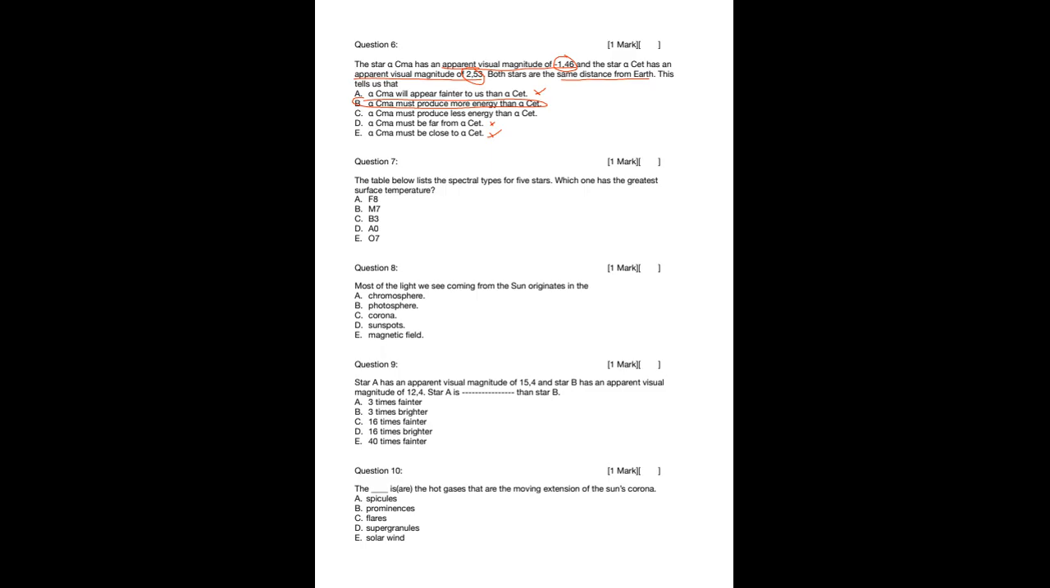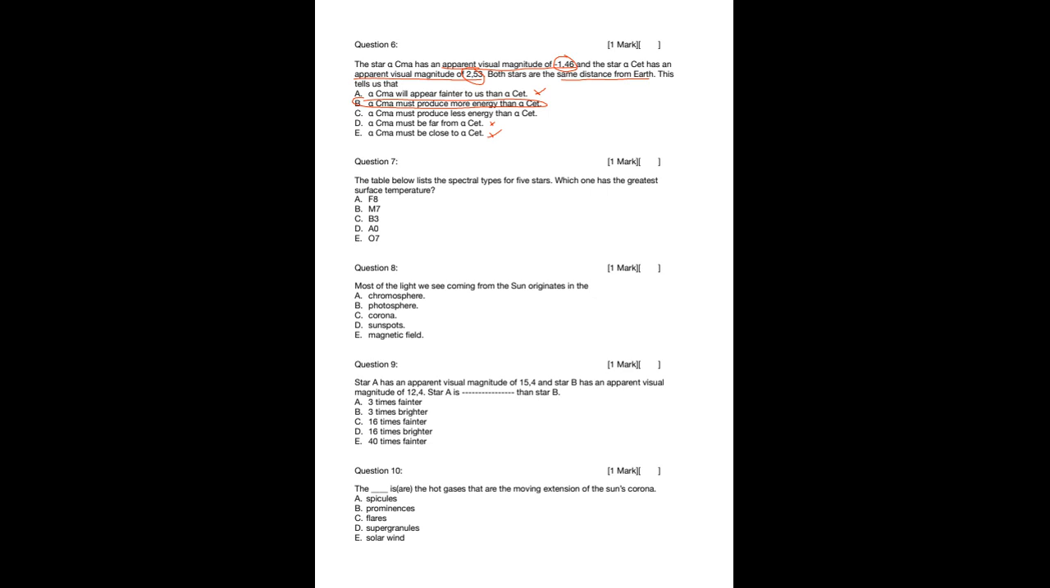So question 7, the table below lists the spectral type of 5 stars. Which one has the greatest surface temperature? But first, how does the order of magnitude work? The order of magnitude that we went through, I think in one of the first two lectures: if you look from 0 to 6, the higher the number is, the fainter it is. It is a logarithmic scale. At magnitude 6, that is the limit of the human eye. But if you go into negative numbers, then the object becomes even brighter. And that's how it works.